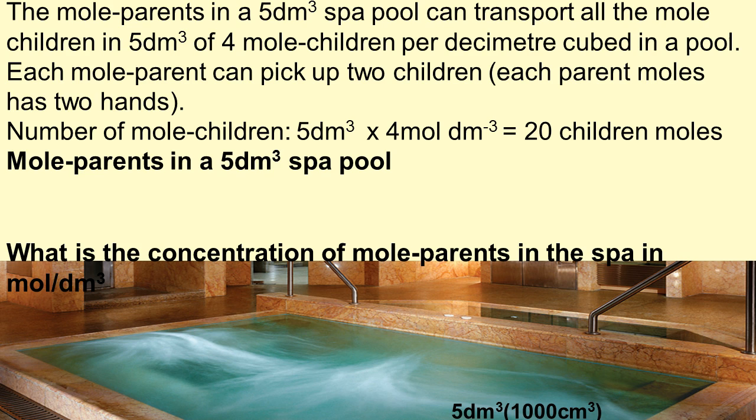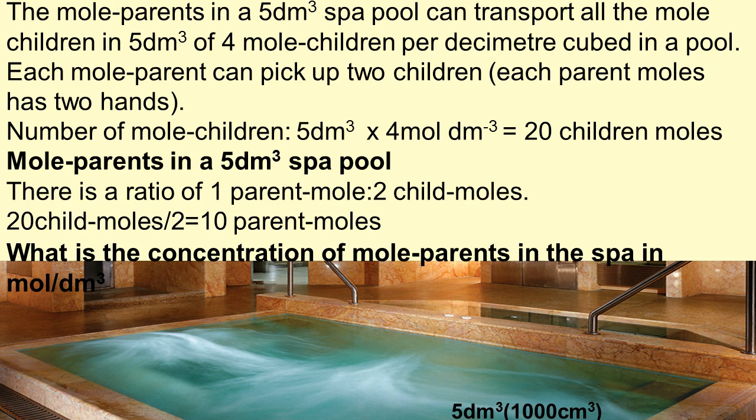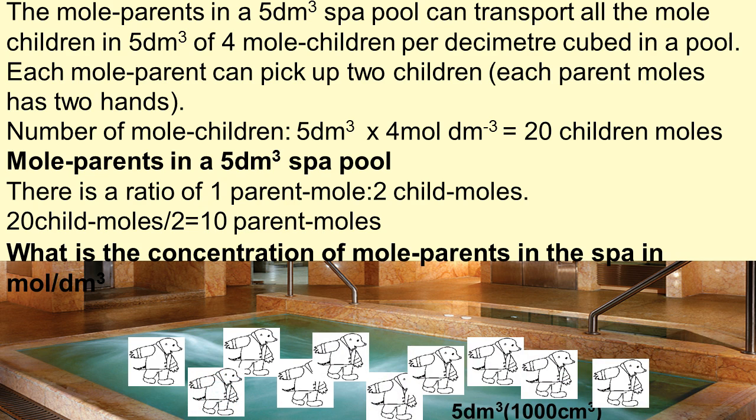So now we've worked out there are 20 children moles, we need to work out how many mole parents there are in the 5 decimeter cubed spa pool. As each parent has 2 hands, each parent can take home 2 mole children. So there is a ratio of 1 parent mole to 2 children moles. So if we use this ratio, 20 children moles divided by 2 gives us the fact that there are 10 parent moles.